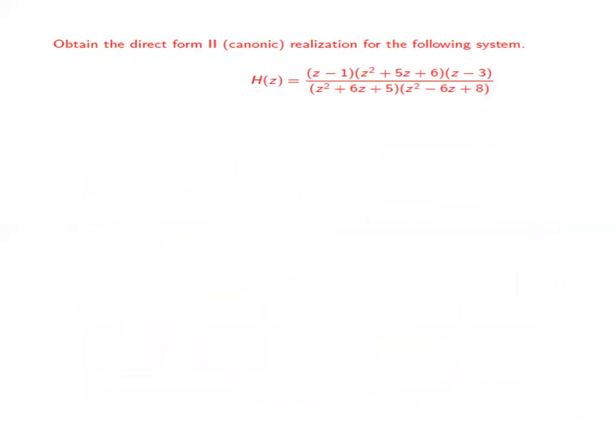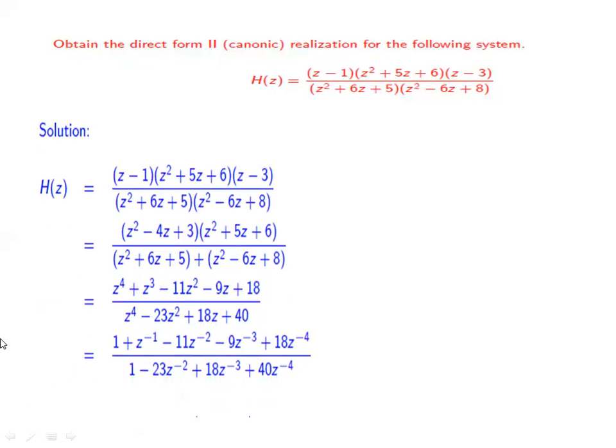Then let us take the next question. Obtain the direct form 2 realization for the following system. This is the same as the previous example, the way we have solved it. This is again by taking the product of the separate brackets. We are just taking the product first. We will take a product of these two brackets, and we will get this term.